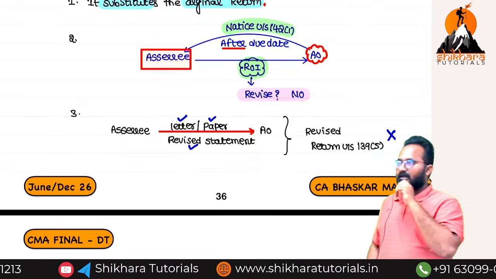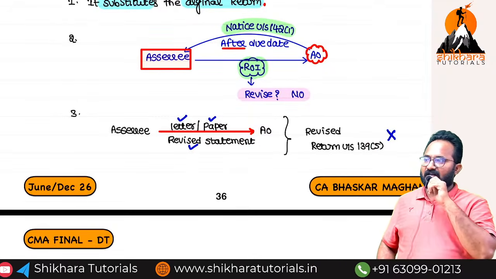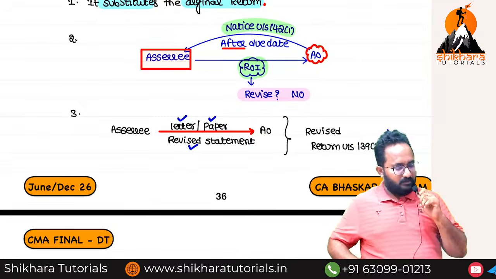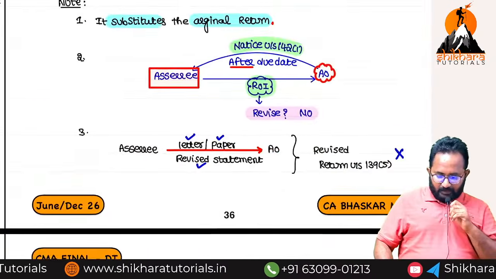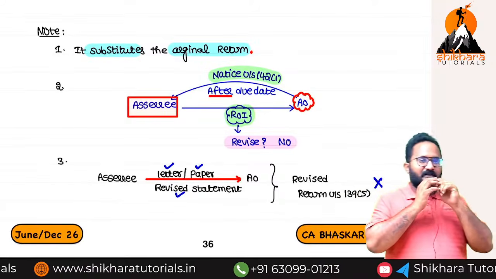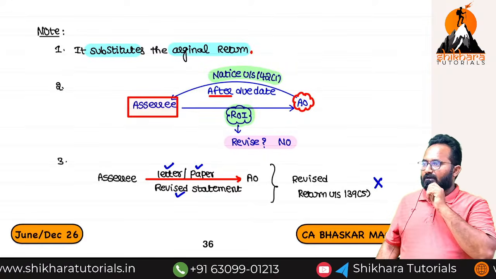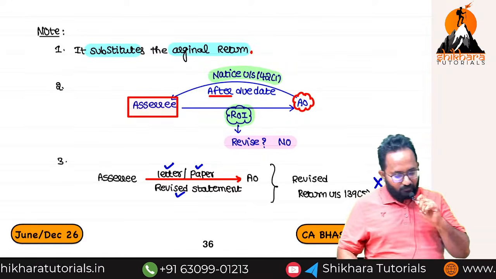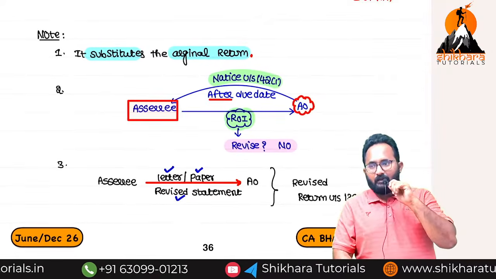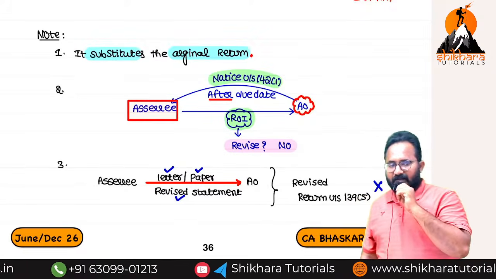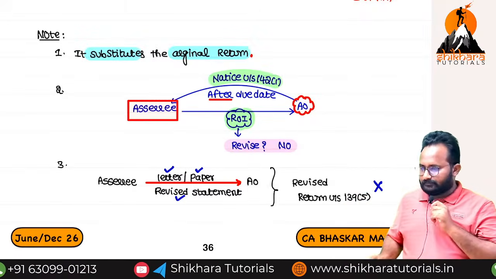revised return properly. Revised return means nothing but what? Log into the website and fill all the particulars given under section 139(5) columns. Next. My first 3 points understood. First one: whatever revised return you file will substitute the original return. Next, whatever return you filed in response to a notice under section 142(1), you can't revise that. Next, if an SSC is sending letters, revised statements or papers to the AO, that is not a revised return. Done. Next.